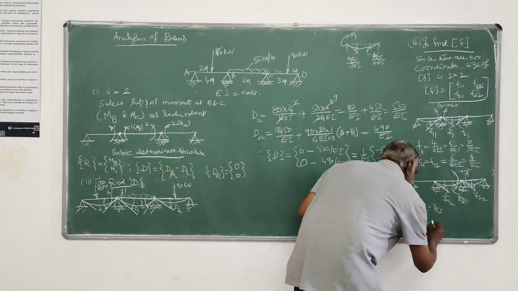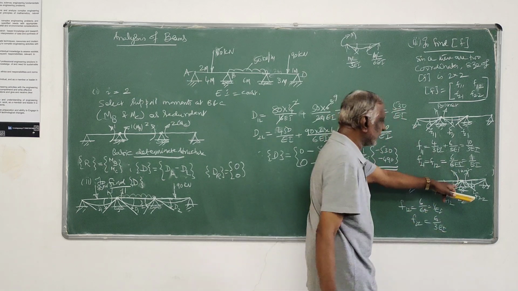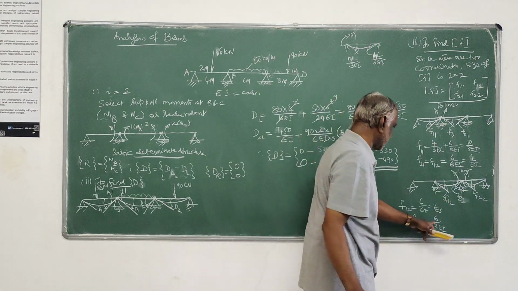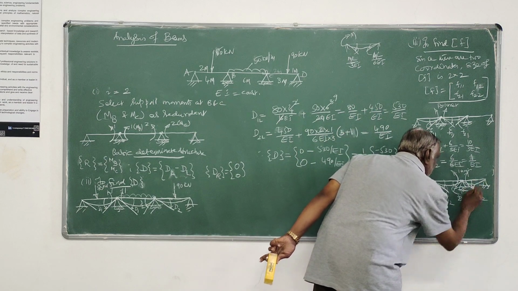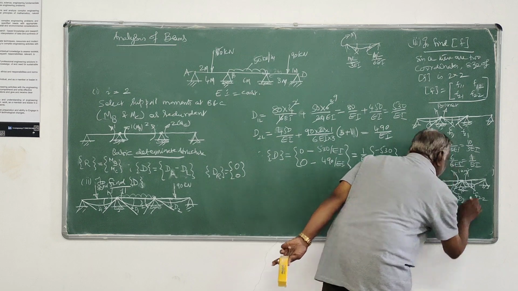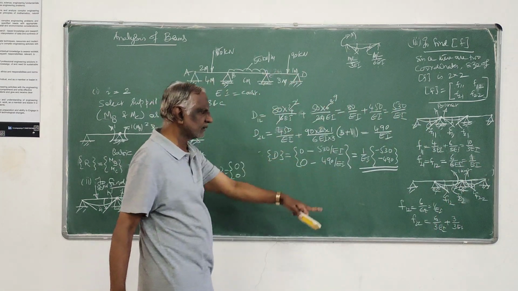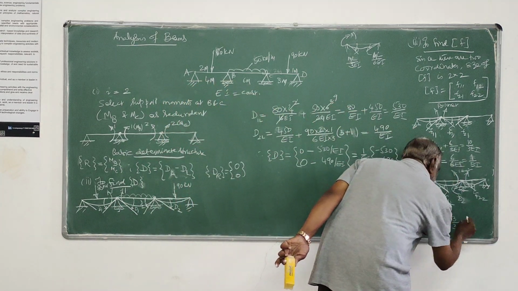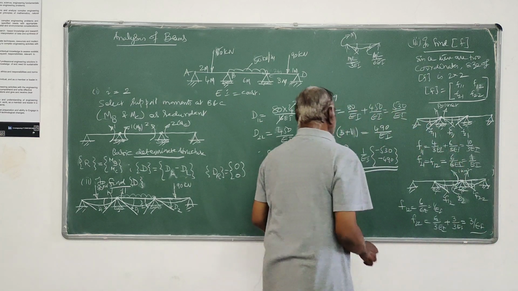F22. Here it is 6 by 3L. Here it is 3L because unit load is applied at that end. So that is 6 by L by 3L, 6 by 3L. Here also it is 3 by 3L because that span is 3 meters. That's why 3 by 3L. So this will be 9 by 3L or it is 3 by L.